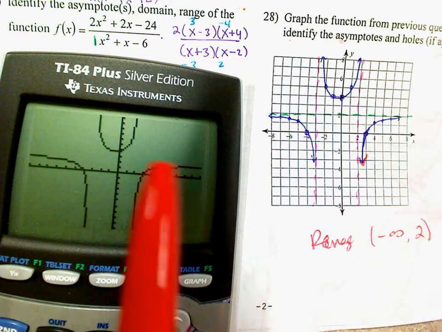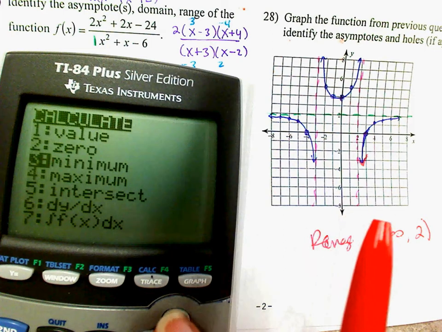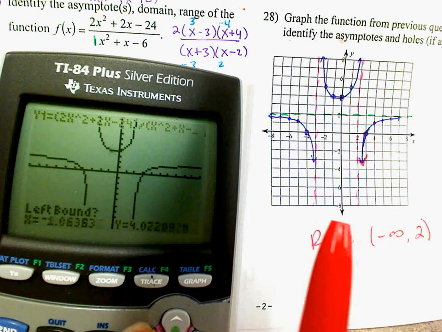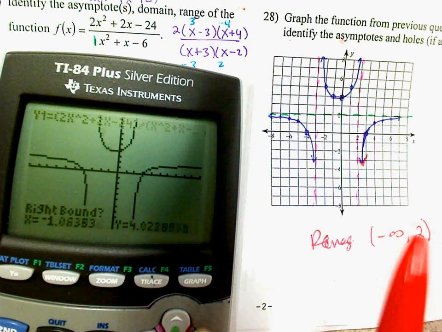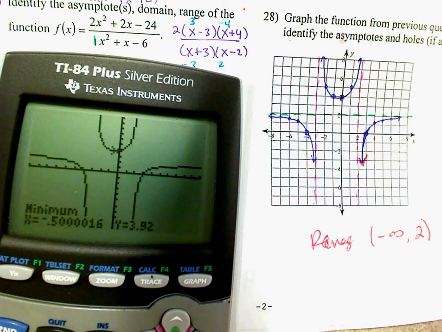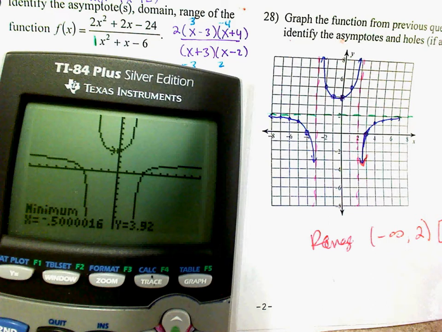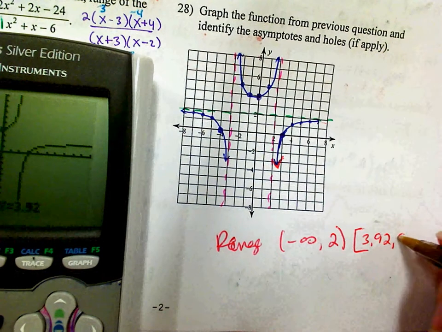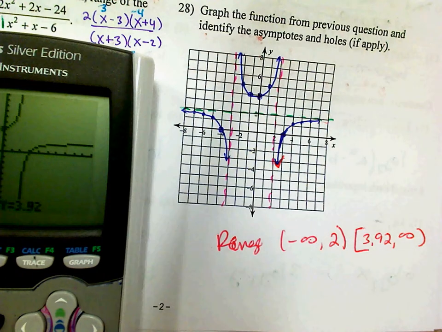Okay, go to the left of it, go to the right of it, and the y value I get is 3.92, which tells me that's the lowest this function goes in that portion, and it goes up to infinity. And there we go. Okay, so let's do this one.